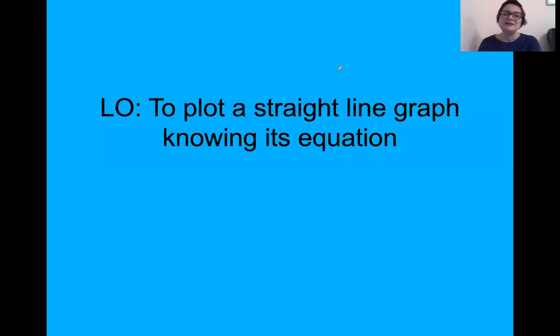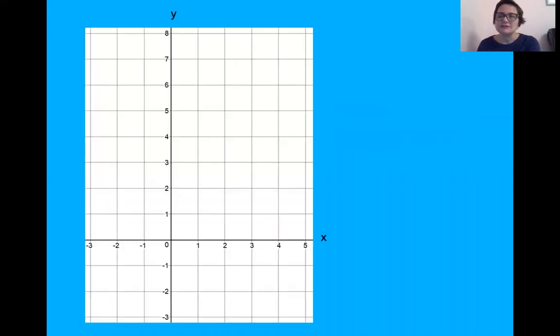Hello everyone. Today we are going to learn how to plot a straight line graph when we know its equation. Here we have an example. We need to plot the graph of this equation, y equals 2x plus 1.